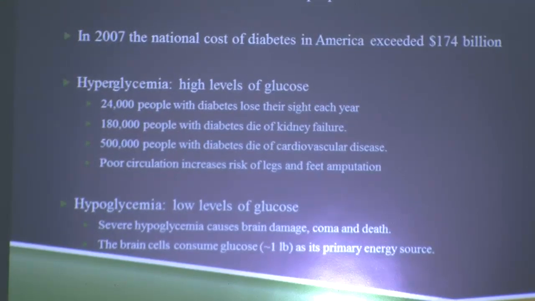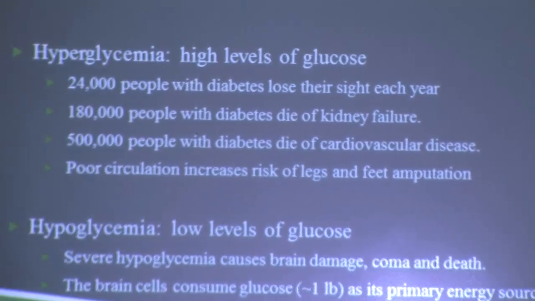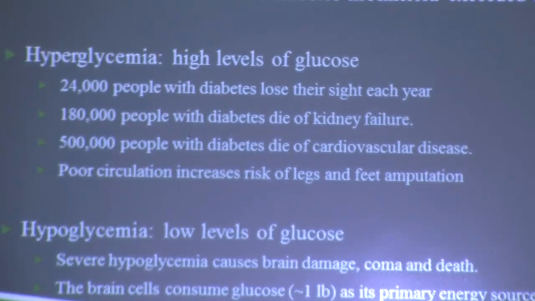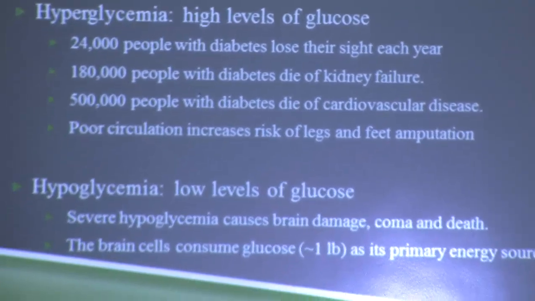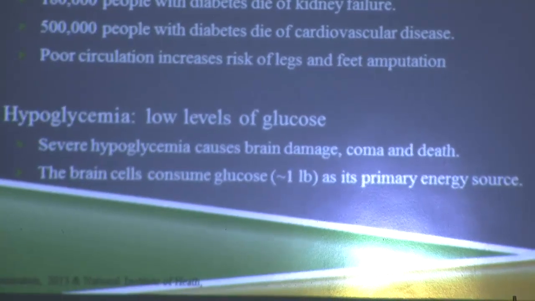So diabetes causes both hyperglycemia and hypoglycemia. Hyperglycemia is high blood glucose levels, and this causes 24,000 people with diabetes to lose their sight each year. It causes 180,000 people with diabetes to die of kidney failure each year, 500,000 people with diabetes die of cardiovascular disease each year, and poor circulation increases the risk of legs and feet amputation. And diabetes also causes hypoglycemia, and severe hypoglycemia causes brain damage, coma, and death.